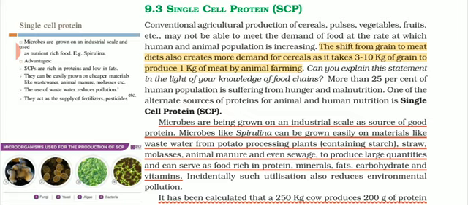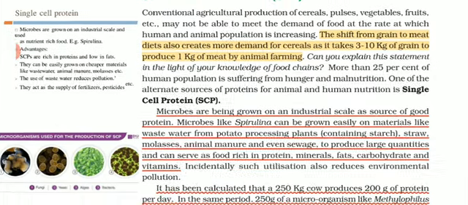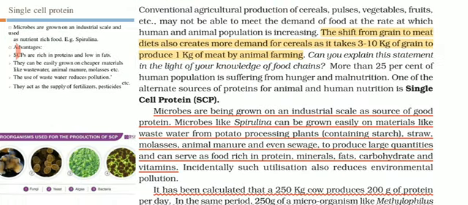So can you explain this statement in the light of your knowledge of food chains? So answer is because those chicken, those hen from which we are taking meat, they are also depending upon grains. That's why we can't go far from this condition that food chain is there. Either we eat vegetarian diet or non-vegetarian diet, ultimately, we are dependent upon the plants, that is grains. So more than 25% of population is suffering from hunger and malnutrition. So the solution could be single cell protein.